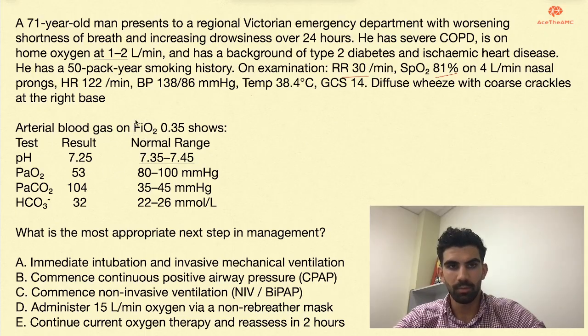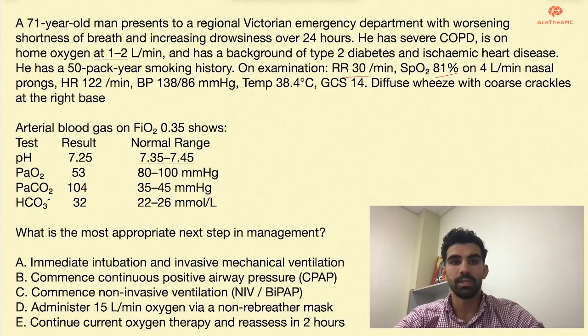So this is important to realise that this is on a fraction of inspired oxygen of 35%. Okay, so remembering that normal fraction of inspired oxygen in room air is 21%. So take this into account when we're reading this. So we can straight away see that this patient is acidotic, they are hypoxic, they have severe hypercapnia, remembering that they're on a relatively high fraction of inspired oxygen, and they have some partial renal compensation here. So what we can see from this question here is that this patient is in a type 2 respiratory failure.